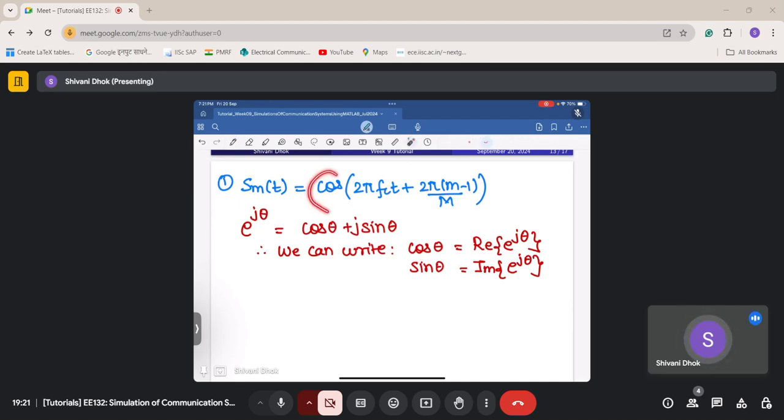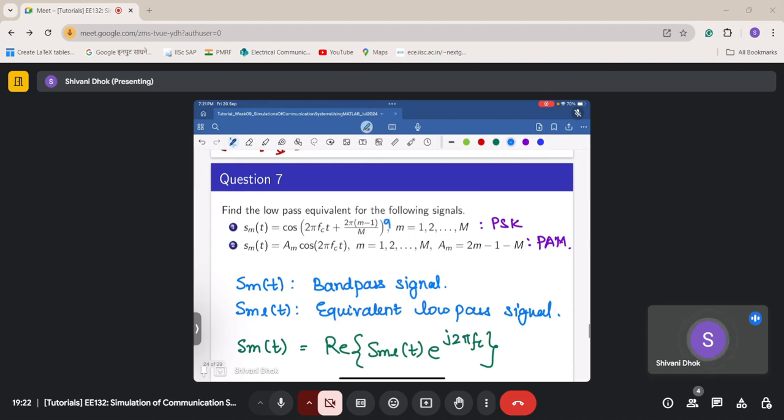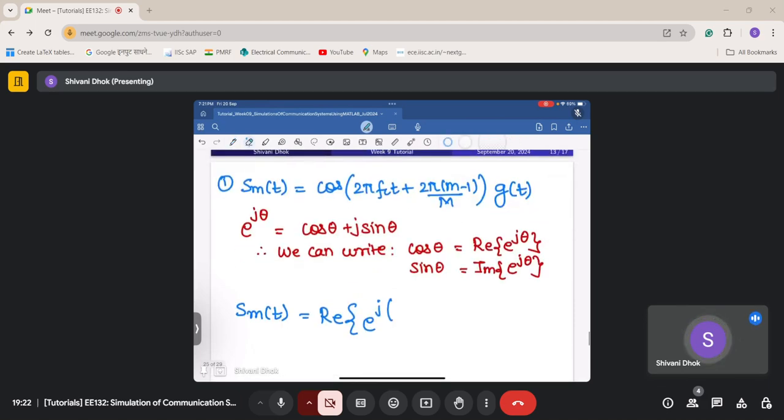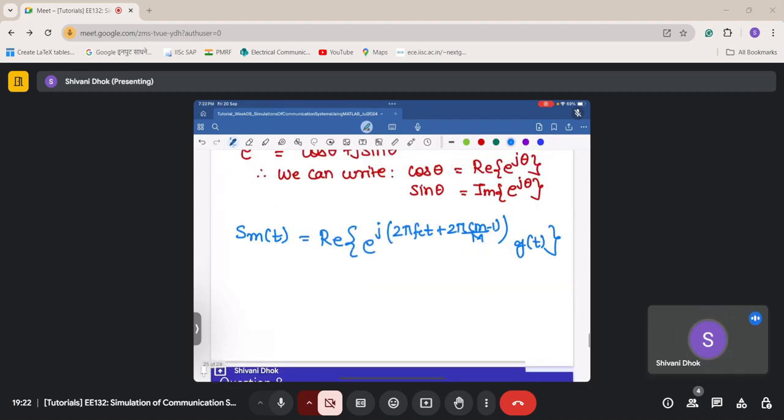Okay, so now here we have a cos. So therefore we can write this s_m(t) to be equal to real part of e power j and whatever theta. If we compare this, what is the theta that we have? It is 2 pi fc t plus this quantity. And let us say we have some pulse shaping also here, g(t), in both the cases. This pulse shaping is a real quantity. So e power j (2 pi fc t plus 2 pi (m minus 1) by M) into g(t). This g(t) is a real function, so it can just go inside.